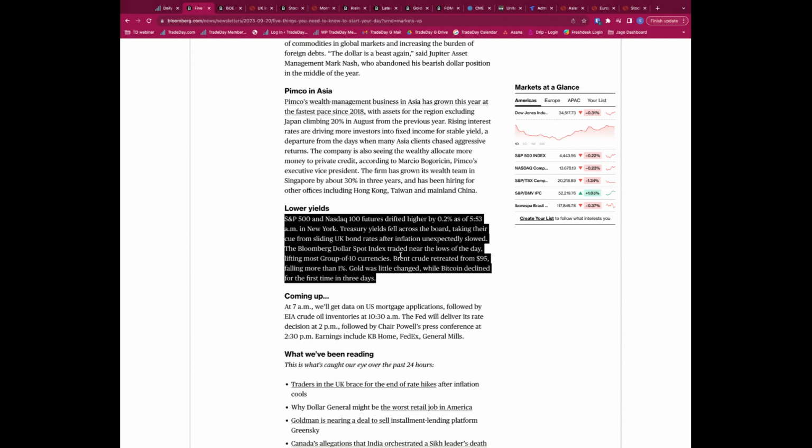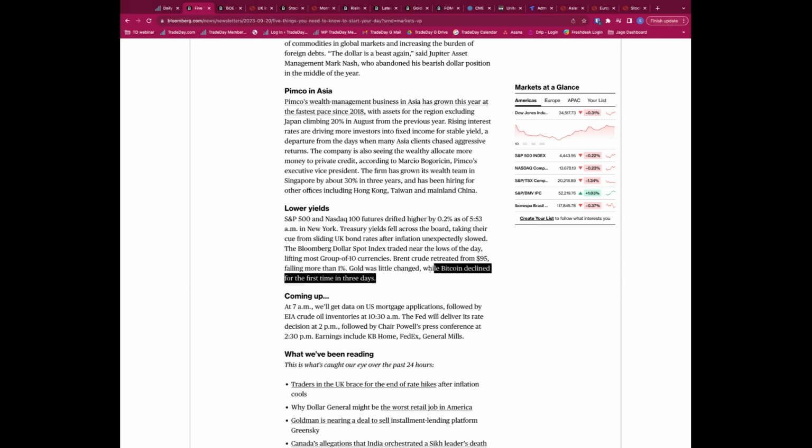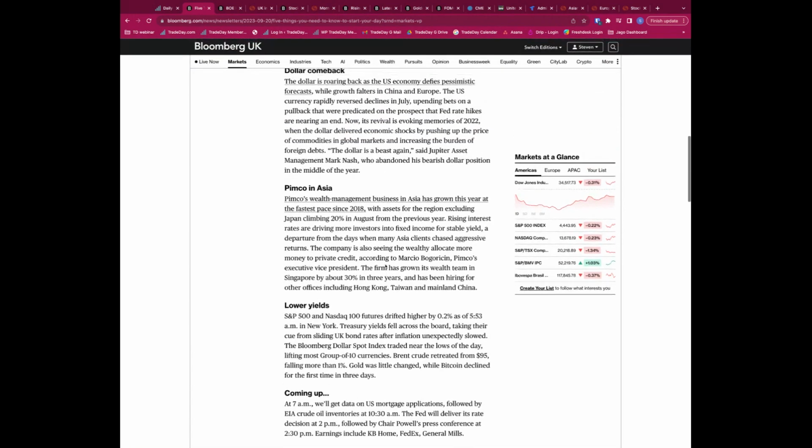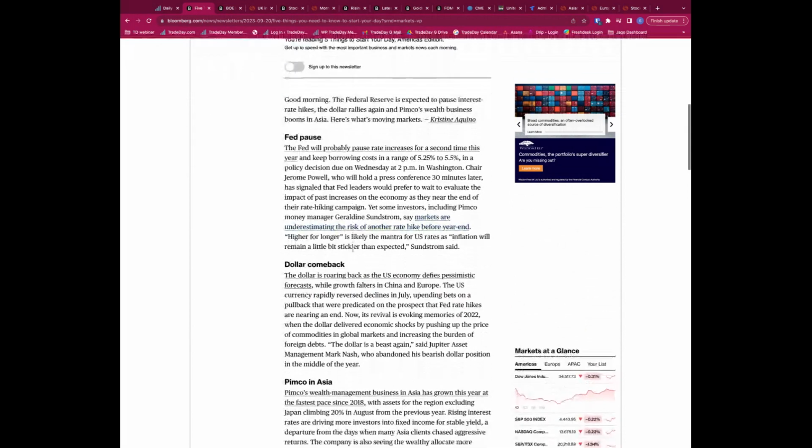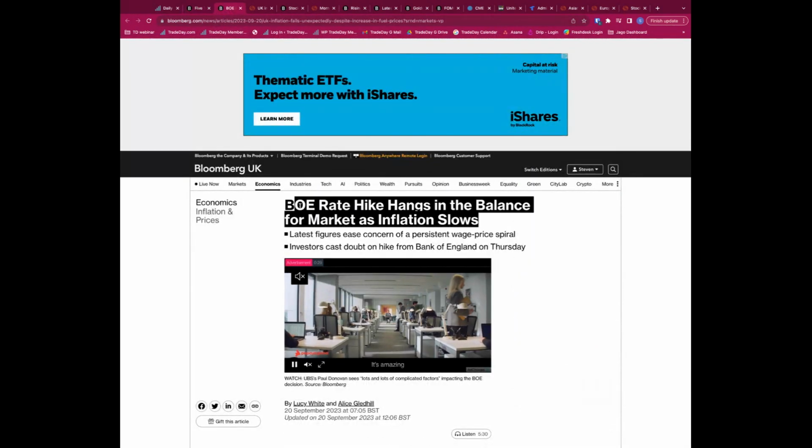And also Brent crude retreated, having been pushing higher above $95, with a lot of talk now of moving up to $100 on Brent crude, and maybe up towards 95 on West Texas Intermediate, WTI. That's the crude that you see on the futures market that we look at every day. The market has actually retreated today. So Bank of England rate hike hangs in the balance.